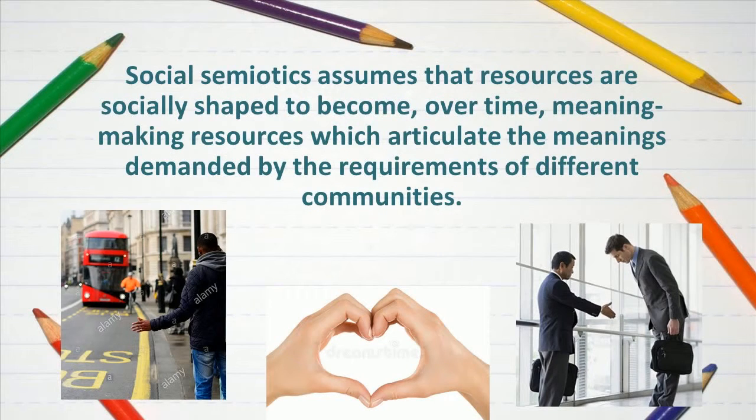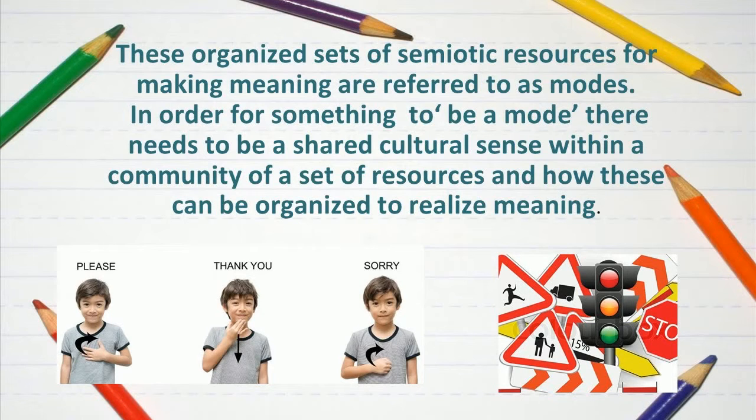Social semiotics assumes that resources are socially shaped to become, over time, meaning-making resources which articulate the meanings demanded by the requirements of different communities. These organized sets of semiotic resources for making meaning are referred to as modes. The more a set of resources has been used in the social life of a particular community, the more fully and finely articulated it will have become.